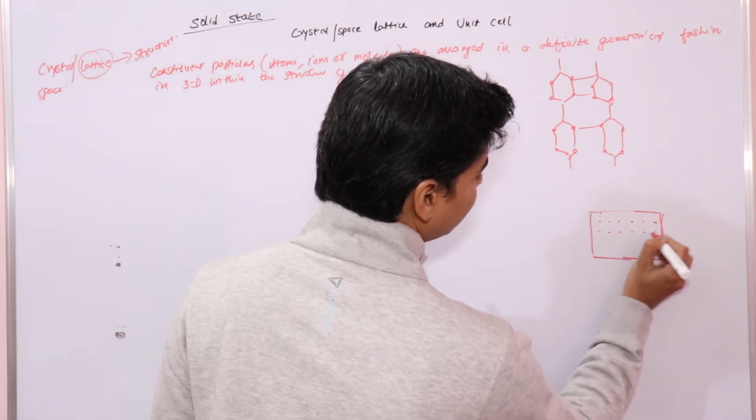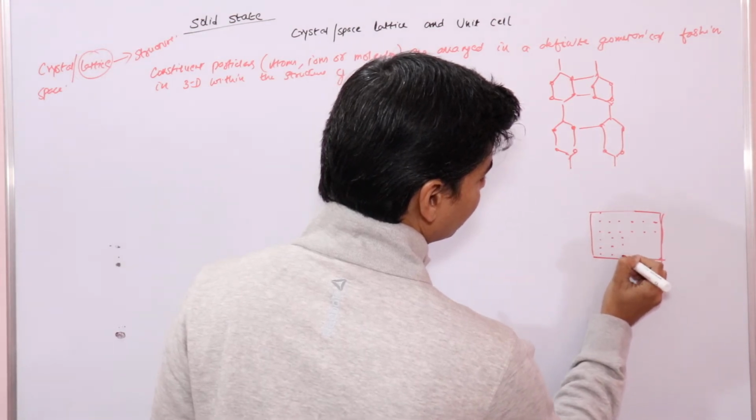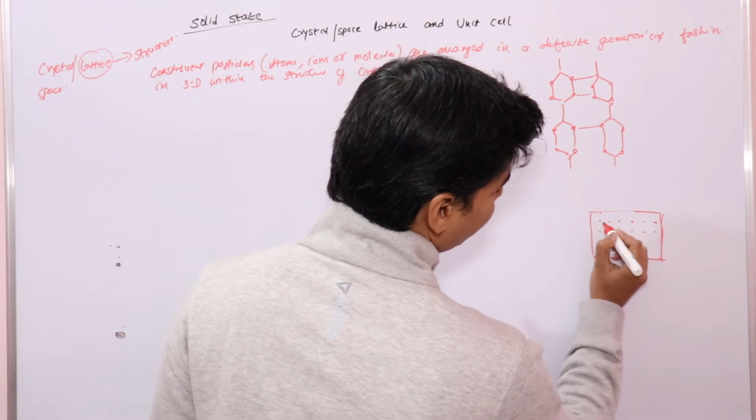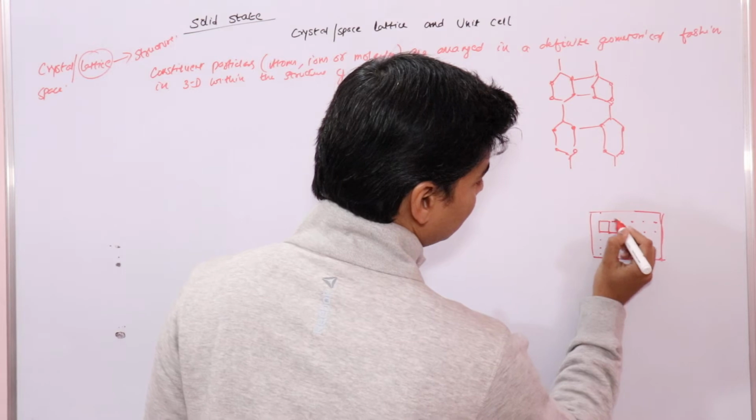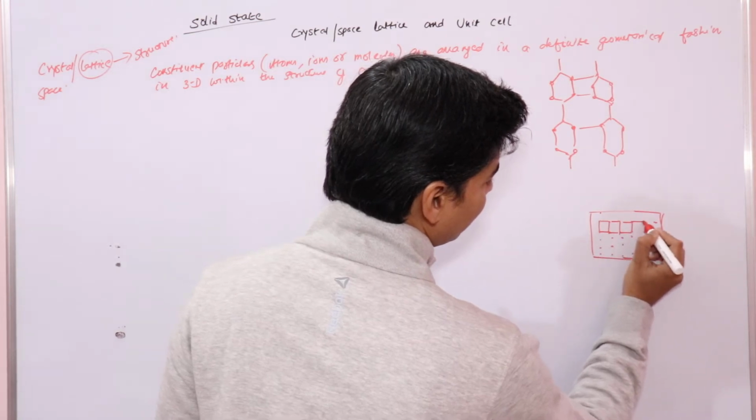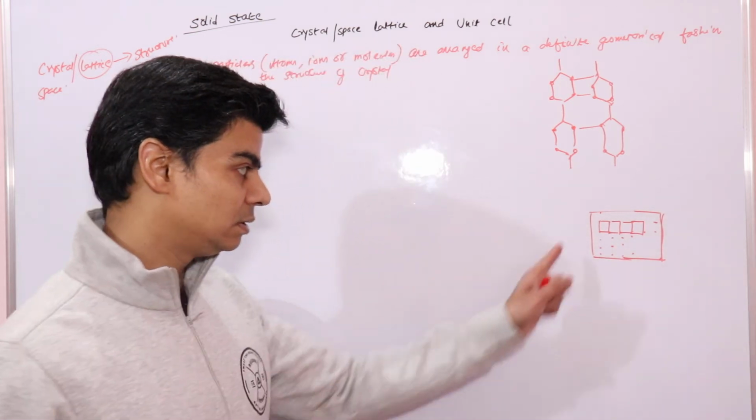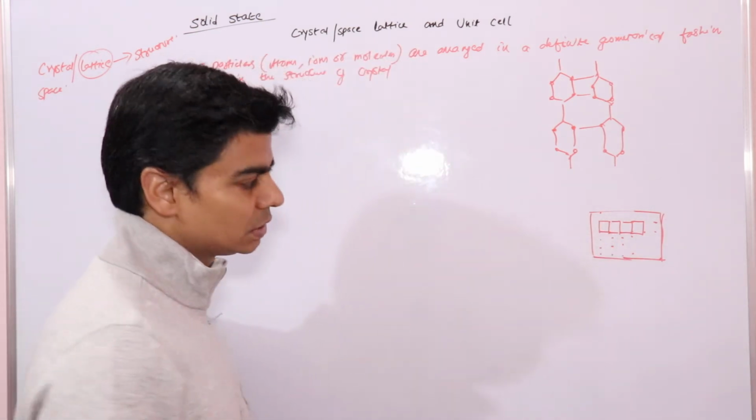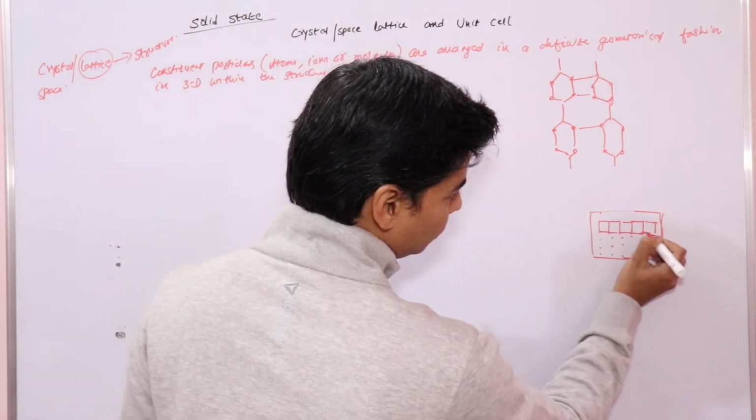This is how bricks are arranged, right? Now if I join these points, it will tell me the geometry of these points, or the symmetry. It will tell me the lines that I join. This will tell me how these points are arranged, right? How these points are arranged.